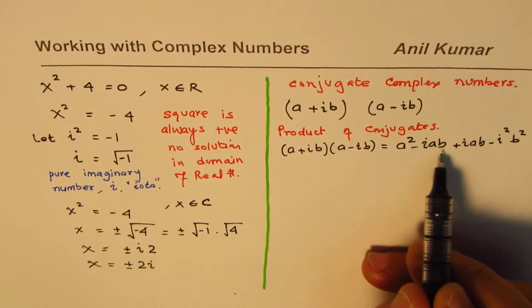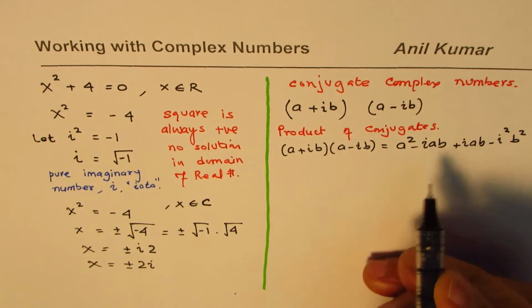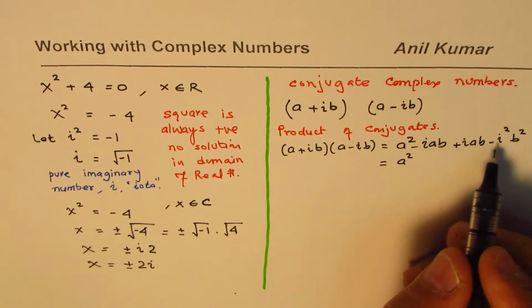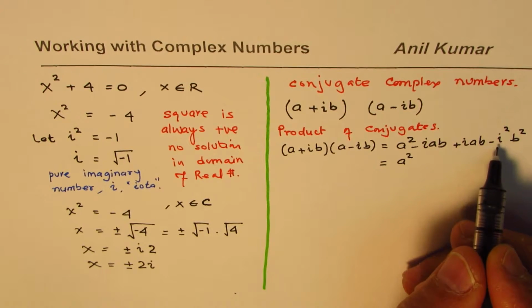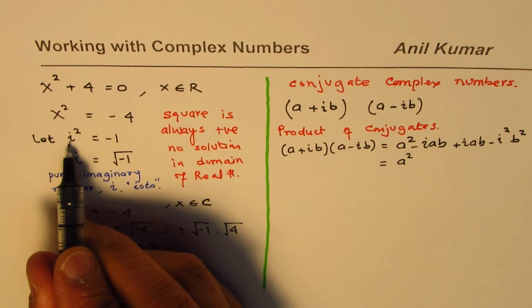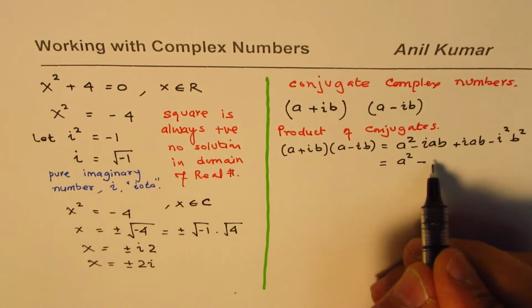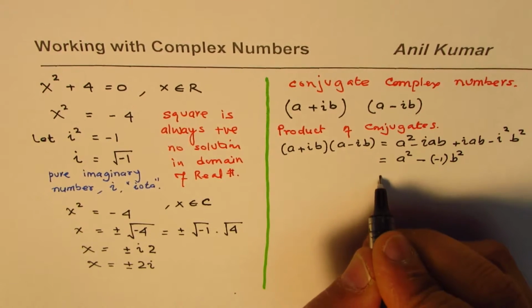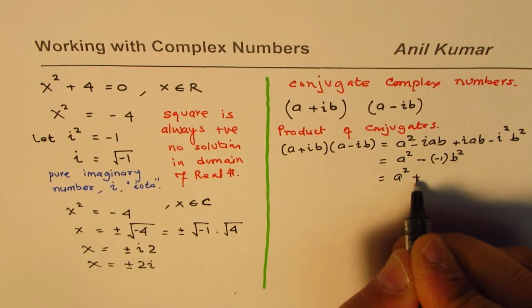Now minus iab and plus iab cancel out. So basically you are left with a squared and you got minus i squared. What is i squared? i squared is -1. So we have minus of -1 times b squared. And that gives us a squared plus b squared.